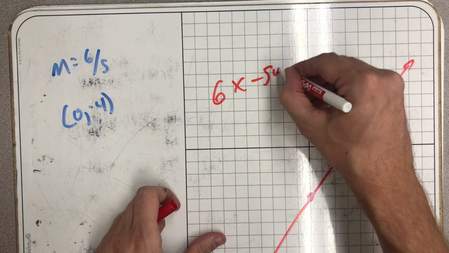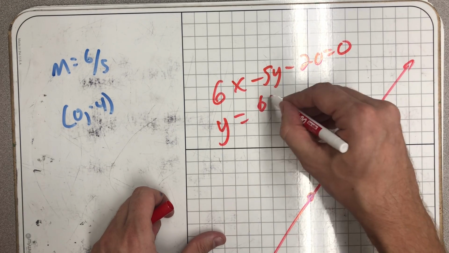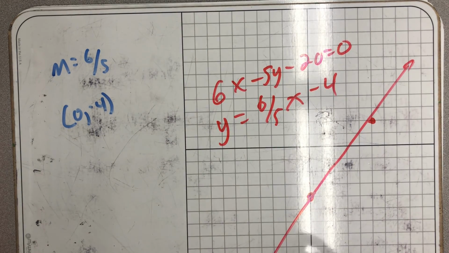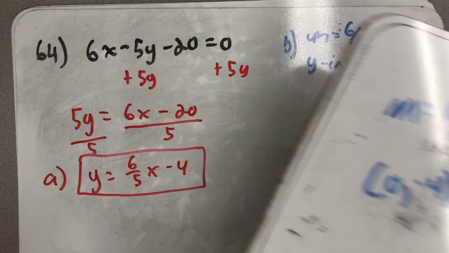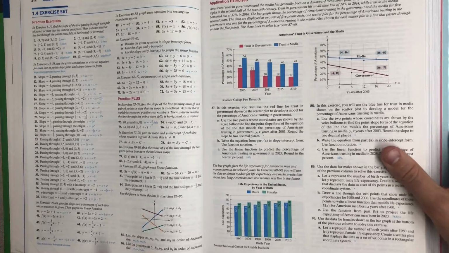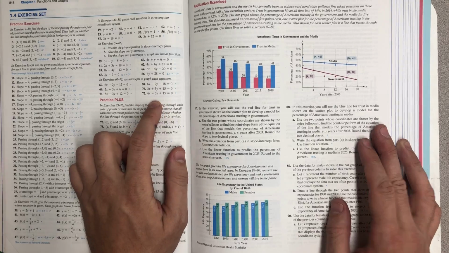6x minus 5y minus 20 equals 0. And in the slope-intercept form, we had 6/5 x minus 4. All right, so that's number 64. Next up, we were asked to do number 72. Number 72 again gives me a line in its general form, and this time asks me to graph it using its intercepts. So I'm going to find both the x and the y intercepts this time.